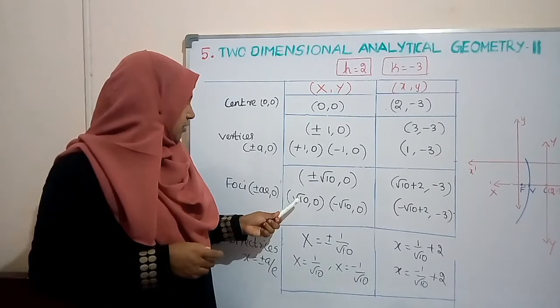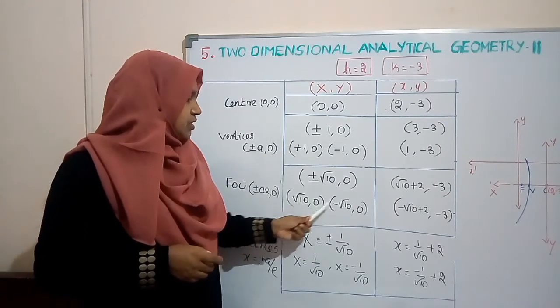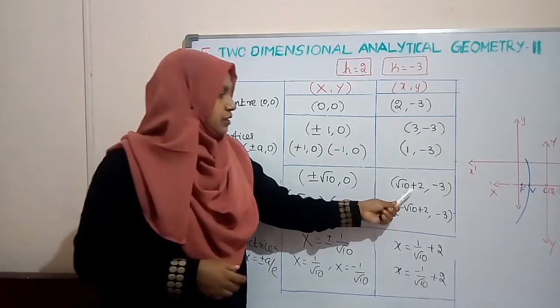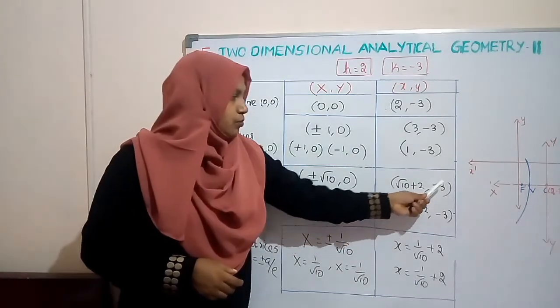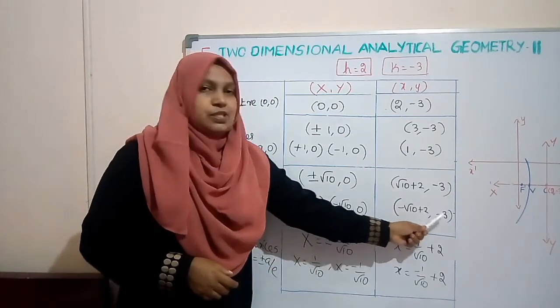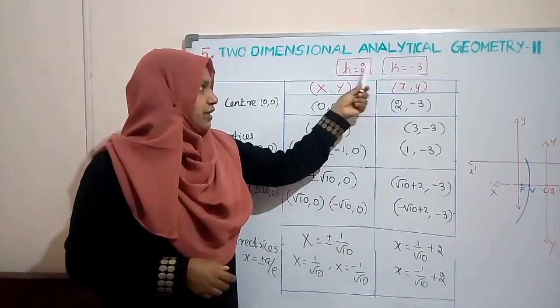Okay. Similarly the foci are plus root 10 comma 0 and minus root 10 comma 0. The plus root 10 comma 0 becomes this point: plus root 10 plus 2 comma minus 3. And this point becomes minus root 10 plus 2 comma minus 3 after adding h and k.